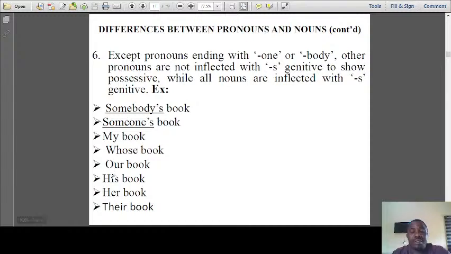So if, for instance, we said James's book is here, I want to replace it with a pronoun. We say his book is here. But the noun has attracted possessive S: James's or John's book. There is a possessive S attached to John, just like body, somebody, and someone. Apart from these two that behave like a noun, other pronouns do not accept S genitive. That's what we're talking about.